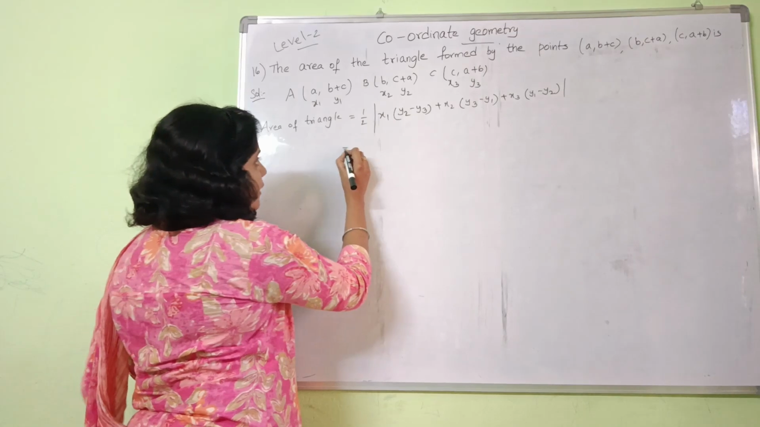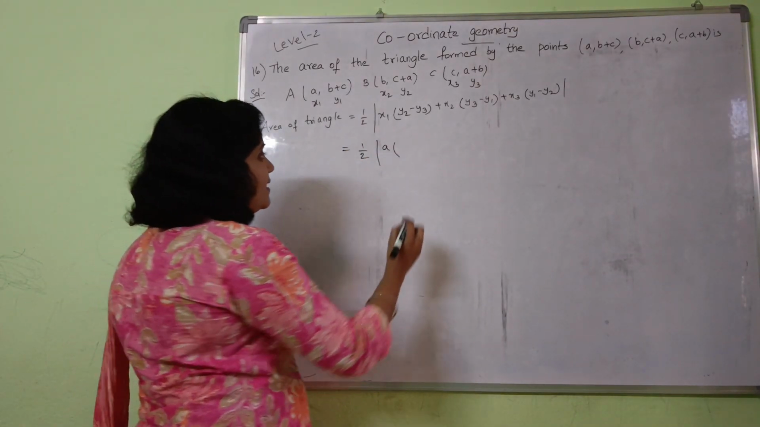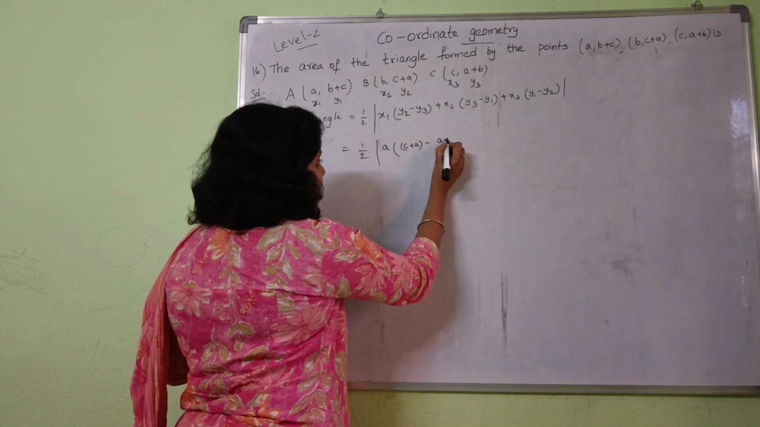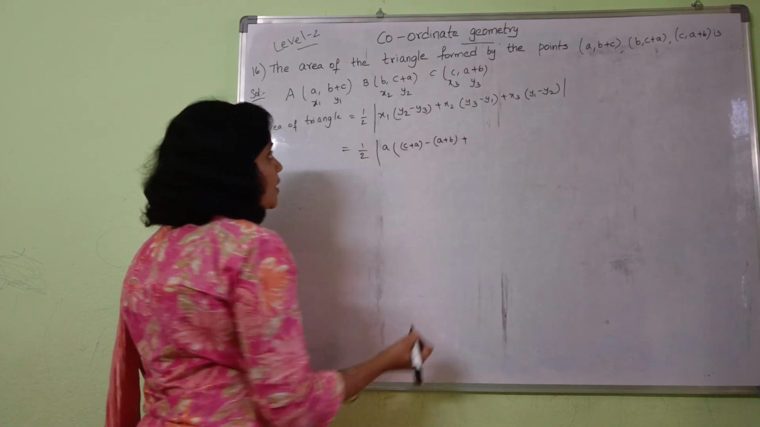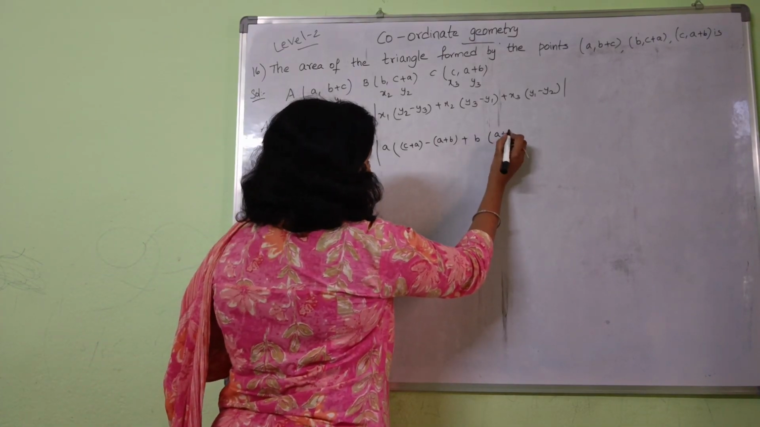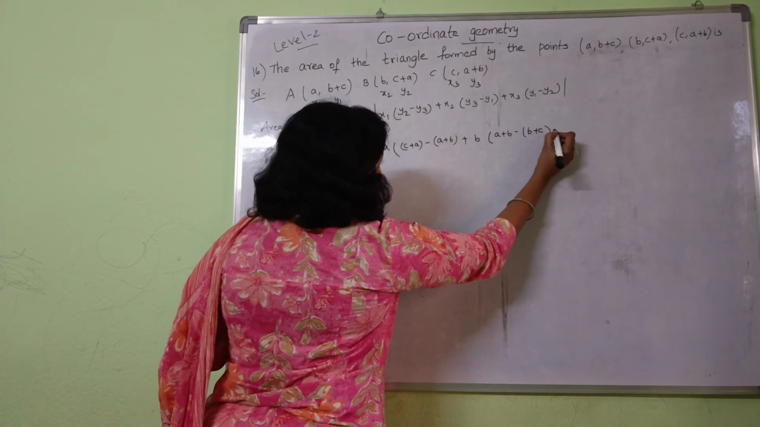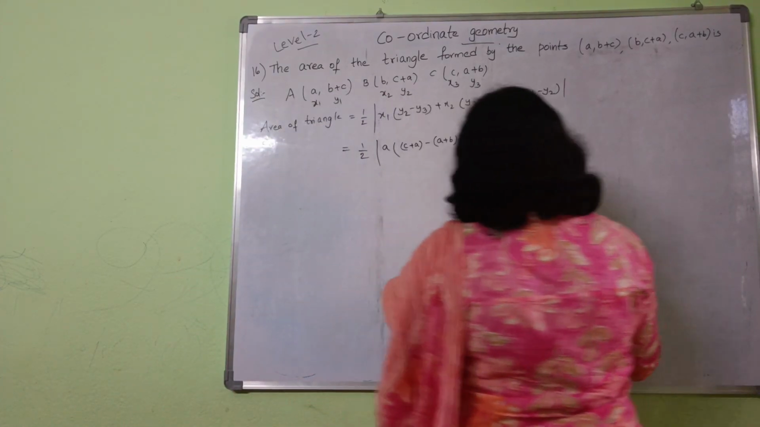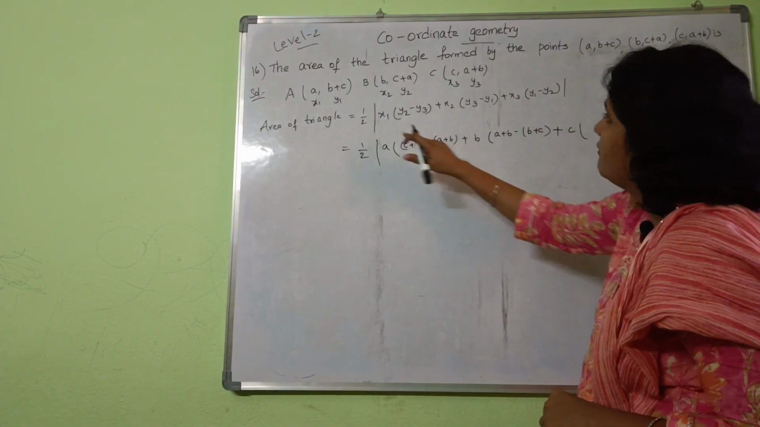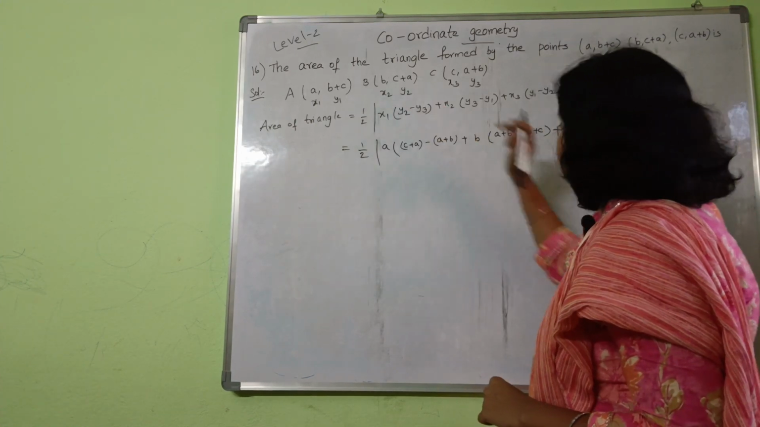Okay, so now write down 1 by 2 of what is x1 value, a, what is y2, c plus a, c plus a minus what is y3 value, a plus b, plus what is x2 value, b, what is y3 value, a plus b, y1 value, b plus c, plus x3 value. What is x3 value? x3 value is c. What is y1 value? b plus c minus what is y2 value? c plus a.